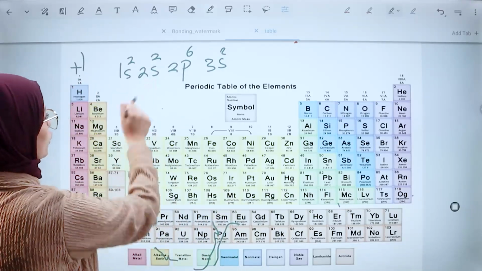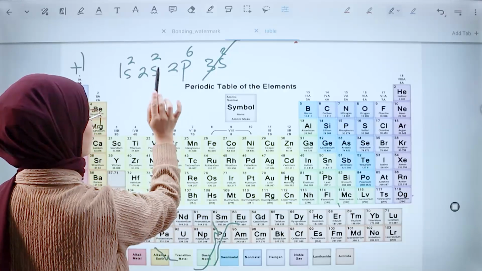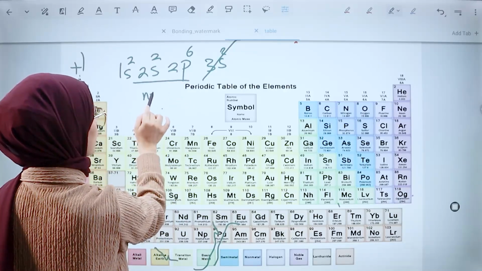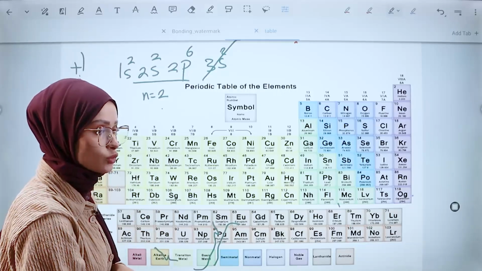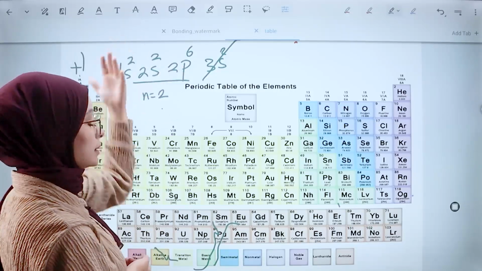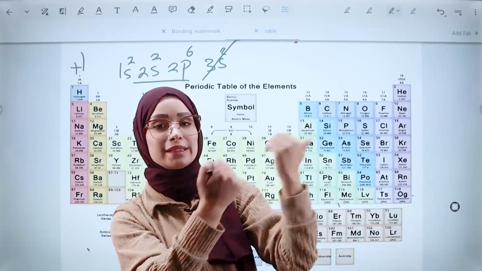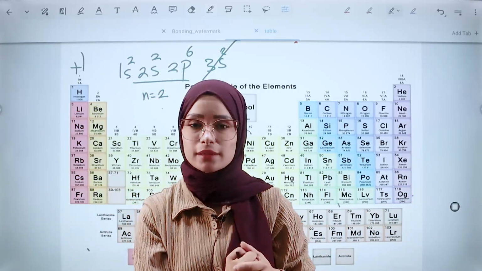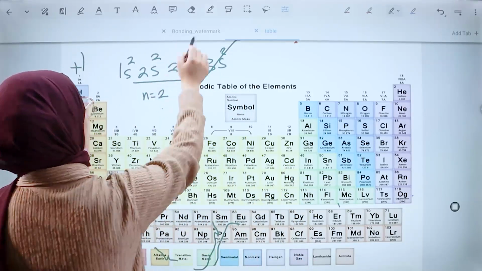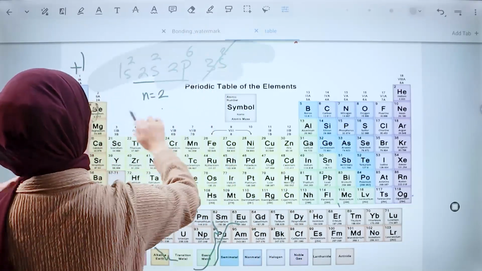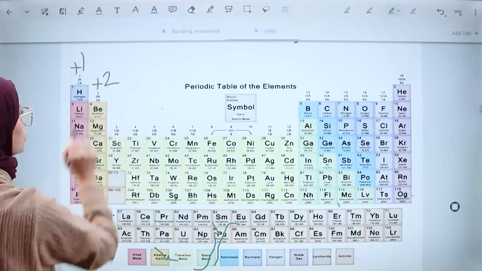Which one is easier for group number 2? To lose 2 electrons, and now it ends with the highest n equals 2. 6 plus 2 are 8, so it has 8 electrons in the last orbital. Or which one? To lose 2 electrons or to gain 6 electrons? Yes, excellent. It is easier to lose 2 electrons. So actually, group number 2 lose 2 electrons, so they have a charge of positive 2.